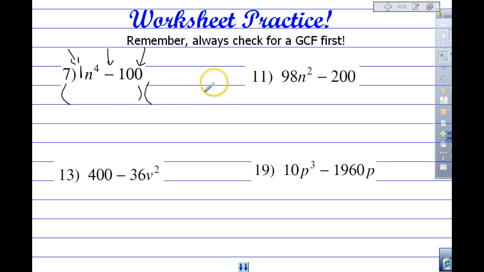It's just instead of n and n, we're going to have what? N squared. Yeah. N squared times n squared is n to the 4th. And then, of course, plus 10 and minus 10. So the pattern works as long as you have those 2 conditions. But you got to have both.